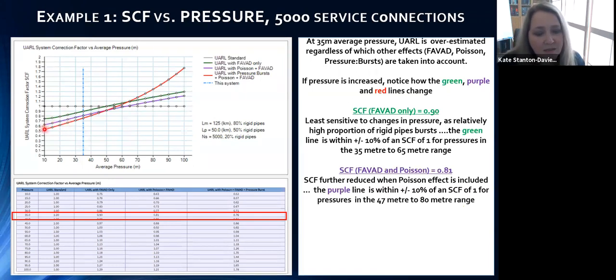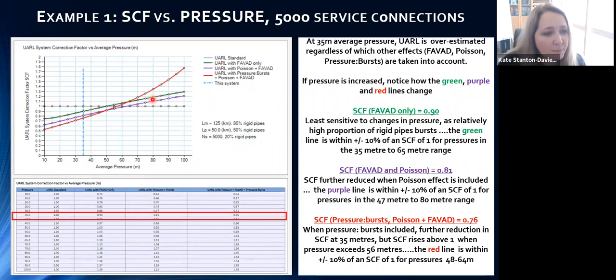When we consider the Poisson effect as well, we can see that line just drop down, literally drop down underneath the FAVAD curve. And in this particular calculation, the system correction factor, when we consider FAVAD and Poisson, is only within plus or minus 10% of an SCF of 1 for 47 meters, so around about here, up to 80 meters, which is here.